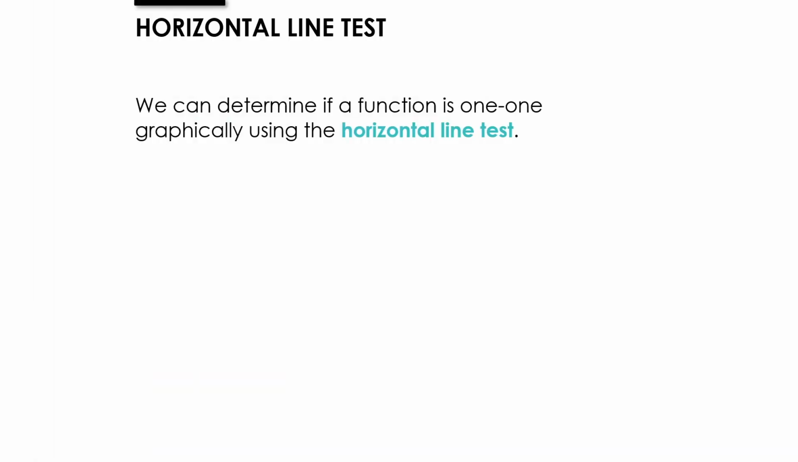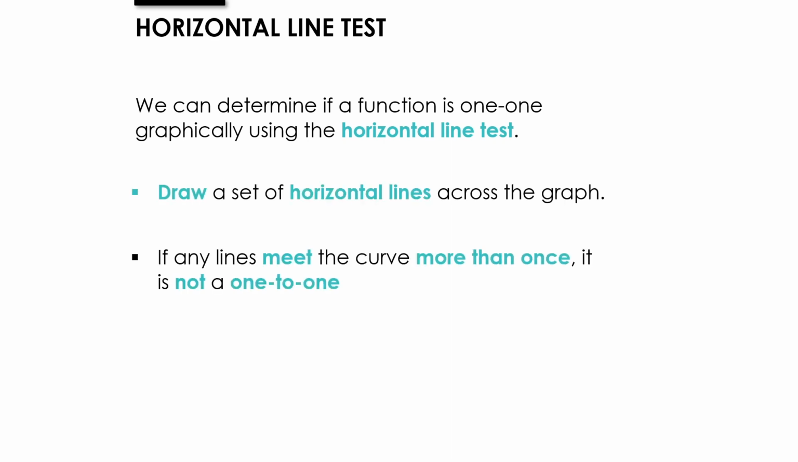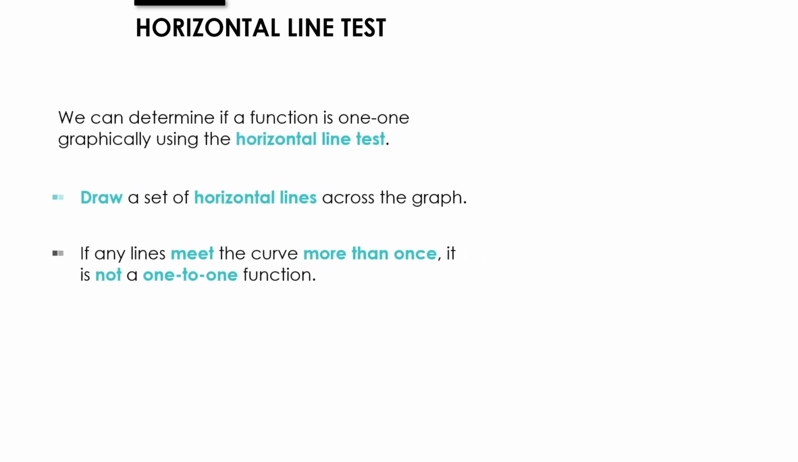We can formalise this using the horizontal line test, which lets us determine if a function is one-one. If we have a graph and we draw a set of horizontal lines across the graph, then if any of those lines meets the curve more than once, it's not a one-one function. Let's look at an example.